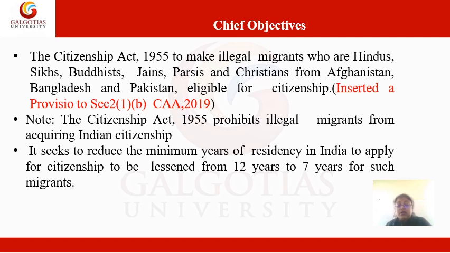But in Section 2(1)(b), after the CAA amendment 2019, this amendment has made a slight change in the definition of illegal immigrant. It says that those people who have been defined as Sikh, Buddhist, Jain, Parsi, Hindu community from Afghanistan, Pakistan, or Bangladesh, in case they fulfill any of these three criteria, which was previously considered as the whole soul criteria to decide whether you are an illegal immigrant or not.